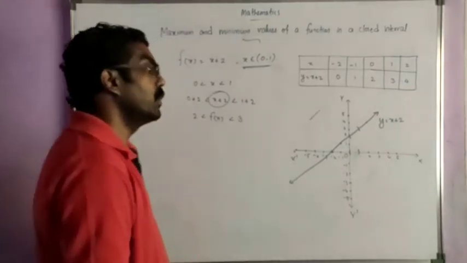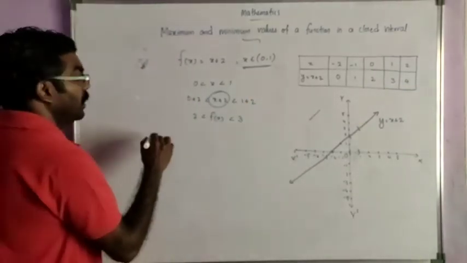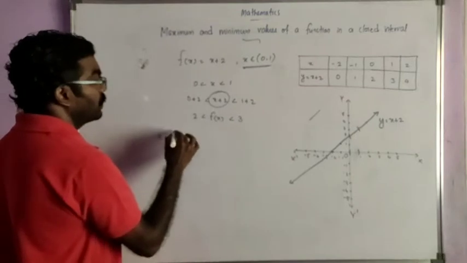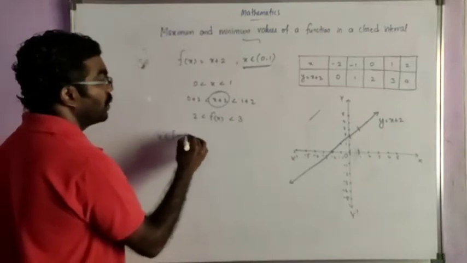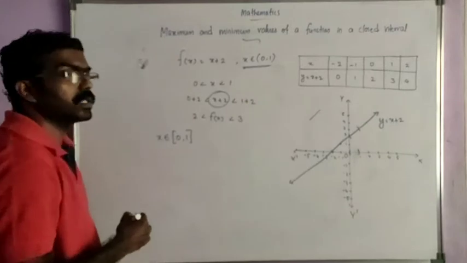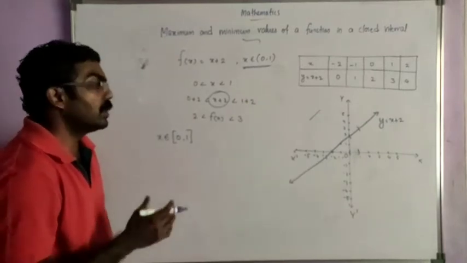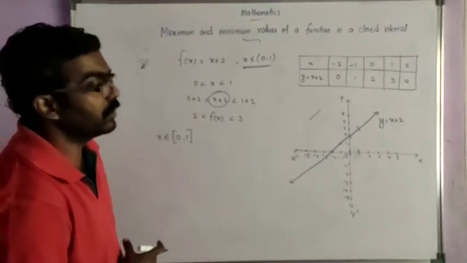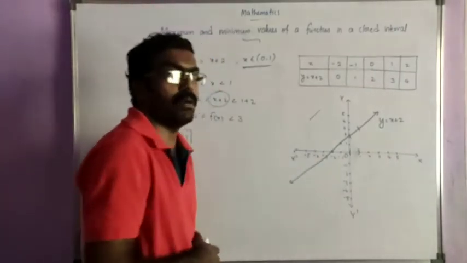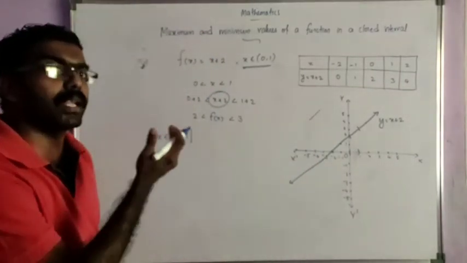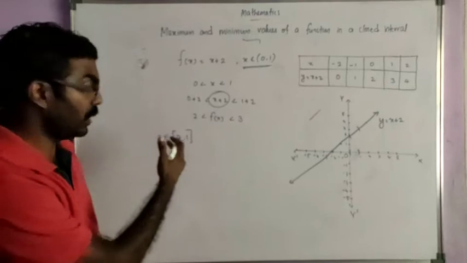So here I am going to extend this domain. I am going to write x belongs to the closed interval 0, 1. Okay, closed interval 0, 1. Now also the function does not have a local maximum or a local minimum value, but we can find a minimum and maximum value in this case.